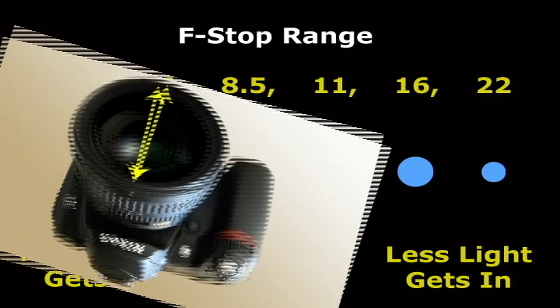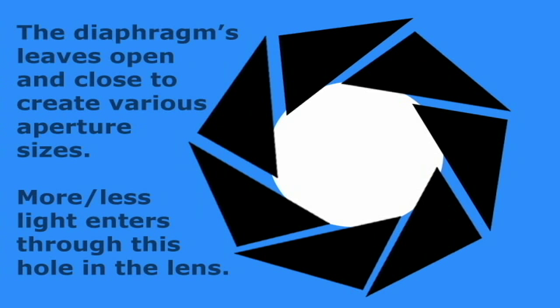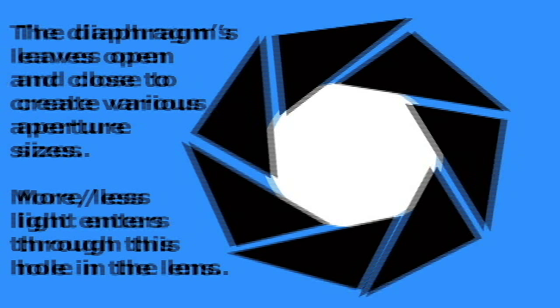Now, what does it all mean? As you can see in this illustration, the lower f-stop numbers have larger holes and they let more light get into the camera. The smaller f-stop numbers, let's say for instance 22, it's really closed up and much less light gets into the camera. We think about the diaphragm, these overlapping leaves creating that hole through which light can pass, and we understand that the diaphragm's leaves open and close to create various aperture sizes. More or less light enters through this hole in the lens.